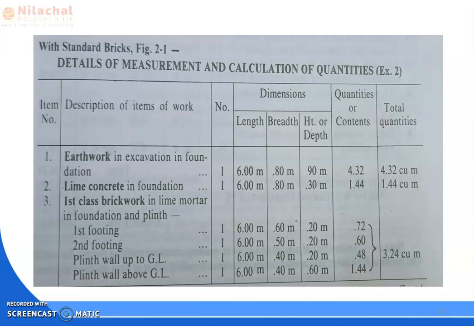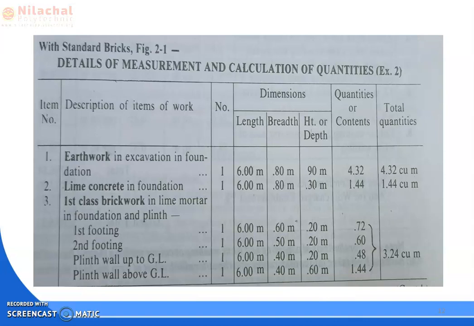How can we get the quantity? We know the quantity formula is numbers into length into breadth into height. So how many numbers of excavation? Only one, because there is only one wall here. Then length is 6 meter. How can we consider? On the basis of the cement concrete distance. Then breadth is 0.80 meter. How can we consider? It is on the basis of the cement concrete breadth, because it is the lowermost part of the foundation.